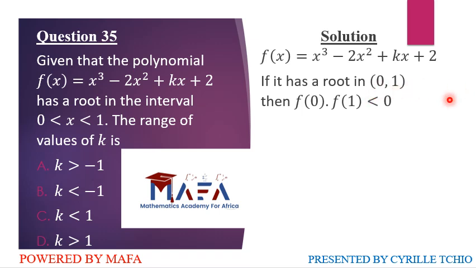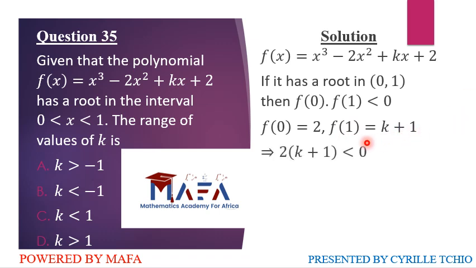For every interval a, b, f of a times f of b is less than 0. Being less than 0 means you have a negative sign. So f of 0 is 2, f of 1 is k plus 1. But you know that the product is less than 0, so 2 times (k plus 1) is less than 0. If you divide both sides by 2, you are not changing anything. You are having k plus 1 is less than 0, which implies k is less than negative 1. The answer is B.